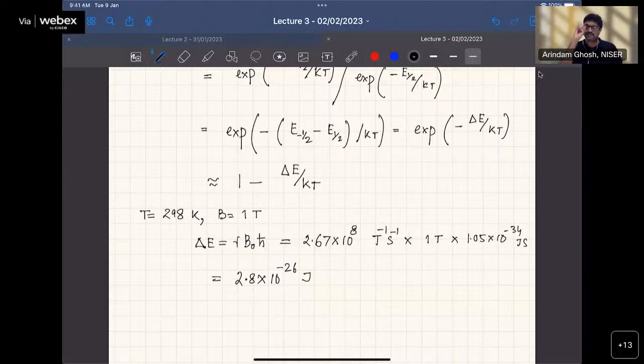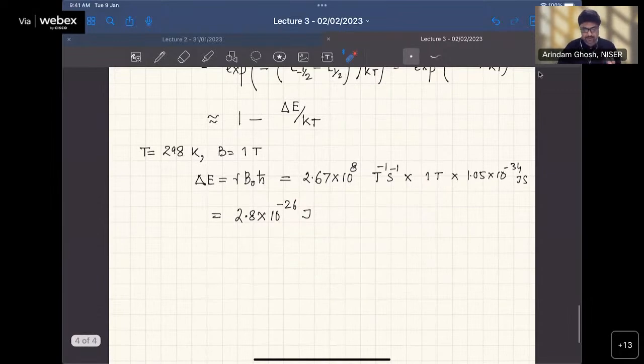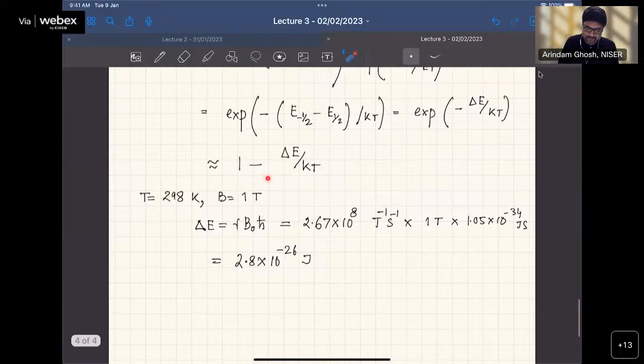That is the tiny amount of energy difference between the alpha state and the beta state in 1 Tesla. Even if you have 10 Tesla, like a 400 megahertz spectrometer which we have in NISER, correct, that 10 Tesla will have 10 to the minus 25, just one power will be dropped. Even then, it's going to be an extremely small delta E. With respect to kT, it is much smaller. So definitely we can use this approximation.